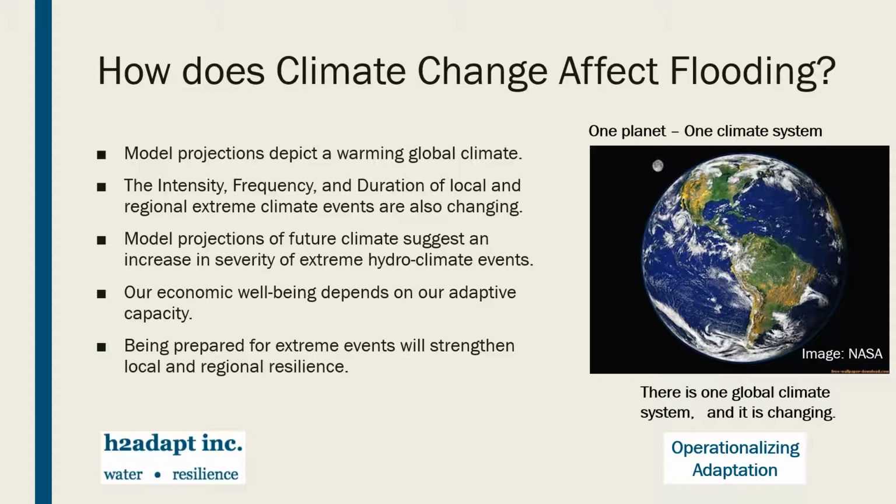Downscaling climate change research into regions also demonstrates that the intensity, duration, and frequency of extreme climate events are also changing. An increase in severity of hydroclimate events is projected at a regional scale. Greenhouse gas mitigation measures seek to reduce human production of greenhouse gases that impact global warming. However, our economic well-being also depends in part on our adaptive capacity and resilience.